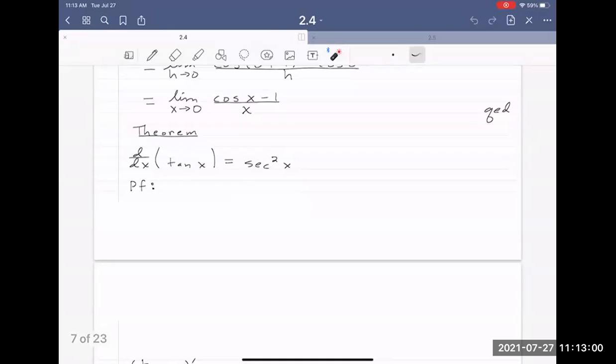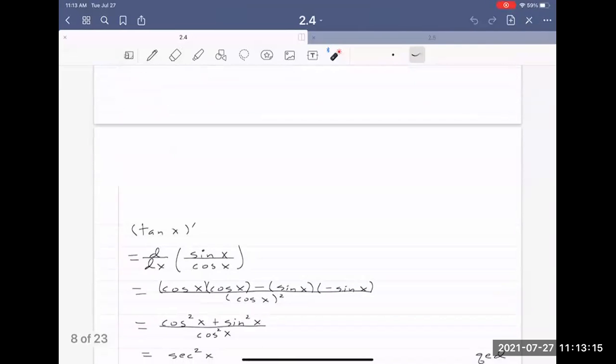Next, I want to show that the derivative of tangent is secant squared. So we have here.